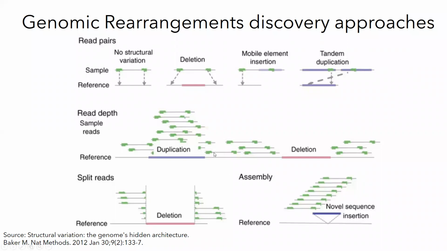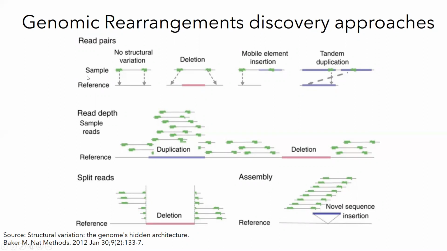With these approaches, we can use the coverage in order to perform copy number variation analysis. We can use the distance between the read pairs. If they are closer than they should be, we have a deletion, and if they are farther apart than they should be, we have an insertion.